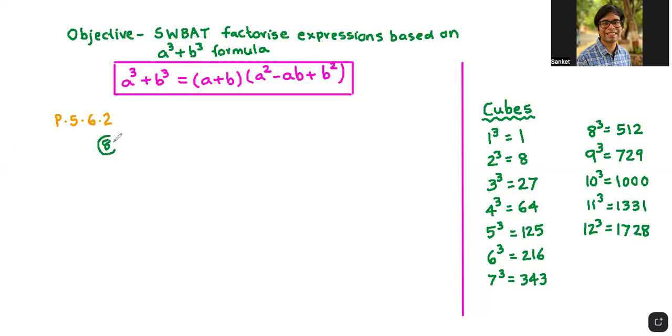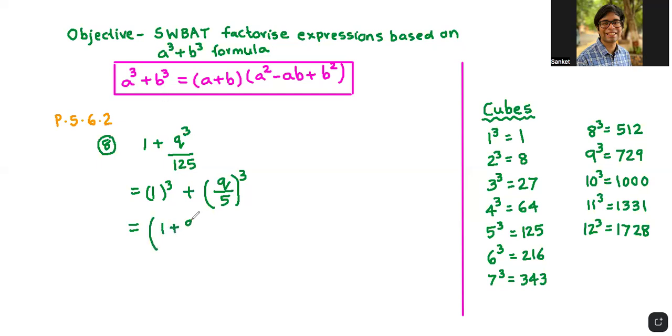Problem number 8. 1 plus q cube upon 125. I can write this as 1 cube plus q upon 5, the whole cube. I know that 125 is a cube of 5. Now I've identified my a and b. 1 is my a and q upon 5 is my b. So I can directly apply the formula.